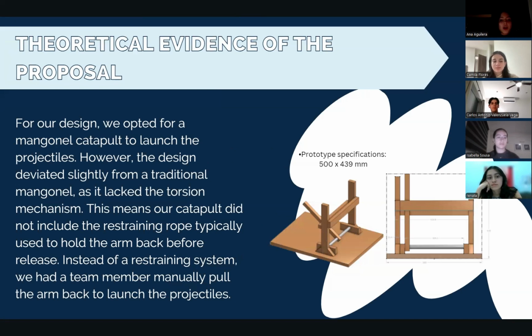We decided to do a Mangano type of catapult, but our design did end up deviating a bit and turning out a bit different from the traditional Mangano catapult, since it lacked a torsion mechanism. This means that our catapult didn't have a restraining rope to hold the arm back before the release, but instead we did it manually with the help of a team member.